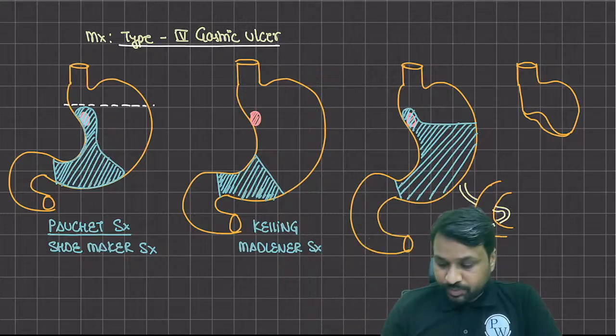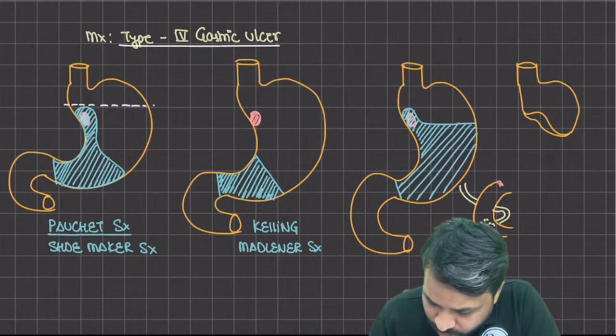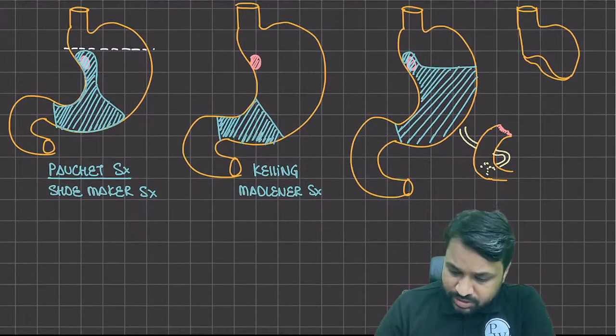If I directly take it up and anastomose, it will cause biliary gastritis. I don't want that to happen. So I'll close the duodenum. I've created a duodenal stump.